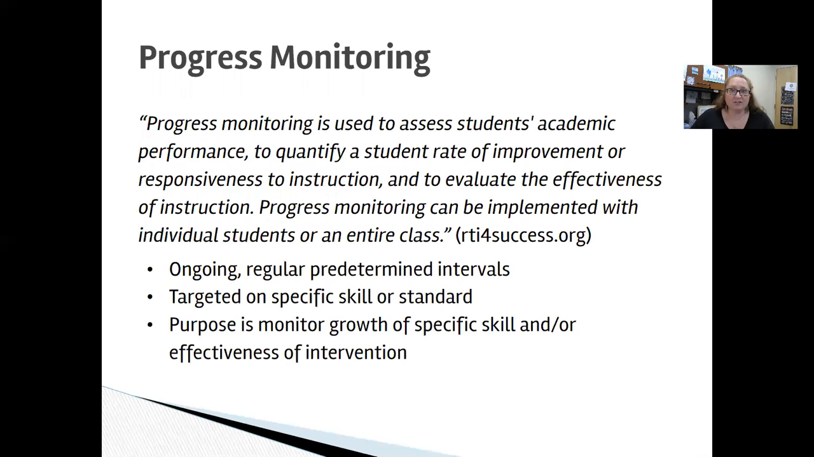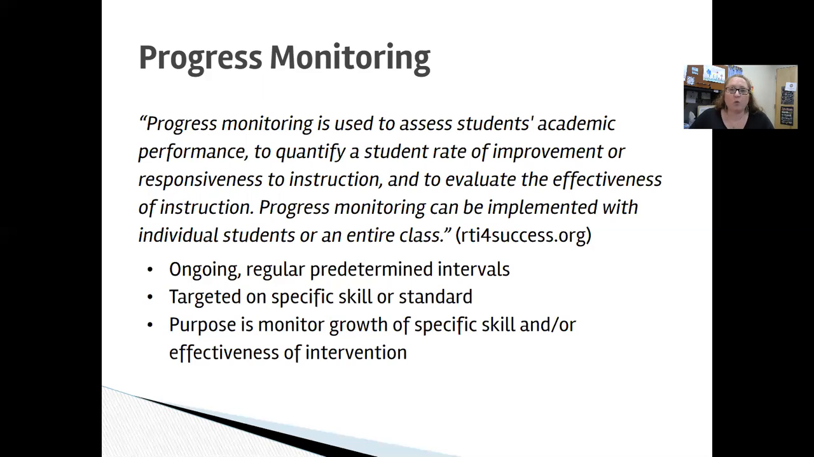So if we want to talk about a formal definition of progress monitoring, this would be it right here. It's taken from RTI for Success. Really the whole purpose of progress monitoring is to assess student performance, right? But we want to really look at rate of improvement or responsiveness to instruction. That could even be responsiveness to intervention, and evaluate the effectiveness of instruction, right? So it can be implemented with individual students or an entire class.